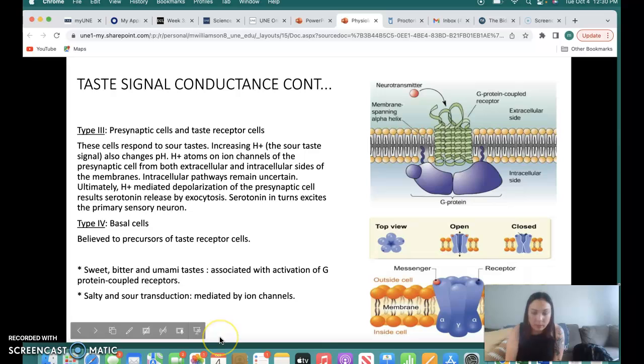And type 4, which are basal cells. These are believed to be precursors of taste receptor cells. There wasn't a whole lot of information that I found on this type of cell other than that.